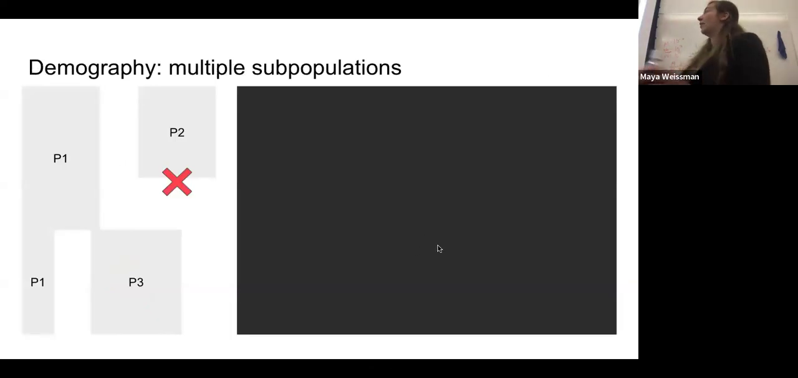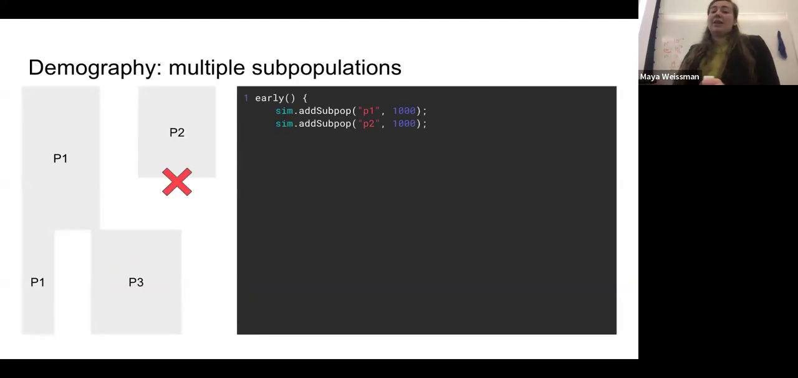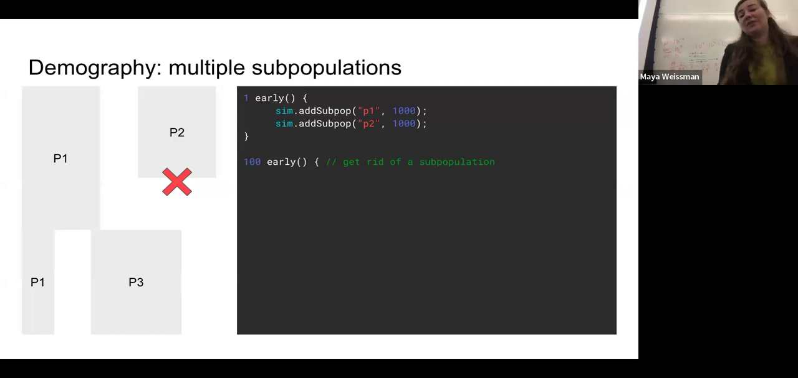Okay, so another aspect of demography might be having multiple subpopulations. So if I wanted to code up this complicated scenario where I have two subpopulations to start out with, I would say sim add subpop 1, P1 equals 1,000, and add subpop P2 equals 1,000. Your populations follow the same naming convention as everything else, where you have to start with P1 and then go to P2 and P3. You cannot change that. You can also just get rid of subpopulations at any point in time. So let's say I want to have P2 go extinct. You just set that subpopulation size to 0, and that's the way you get rid of it.